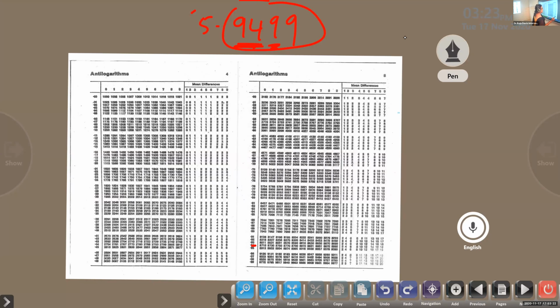Again, one more digit, under mean difference, go for 9. Under mean differences, it is 18. So, same as it is, just add this mean difference to this, and you will get a number. Add: 8, 10, 8 2s are 10, carry 1, 2, 9 2s are 11, 9, 8. So this is the 8910 we got corresponding to 0.9499.